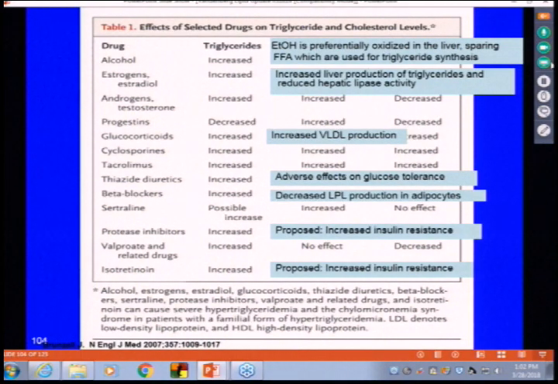The drugs that can cause elevated triglycerides vary in their mechanisms. We talked about alcohol. You can see some of them increase VLDL production. Some of them affect the enzyme that's related to converting VLDL to the smaller particle. That's called lipoprotein lipase, LPL.